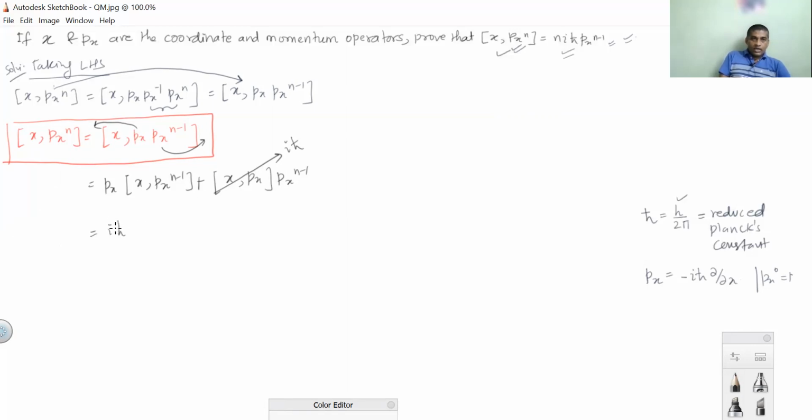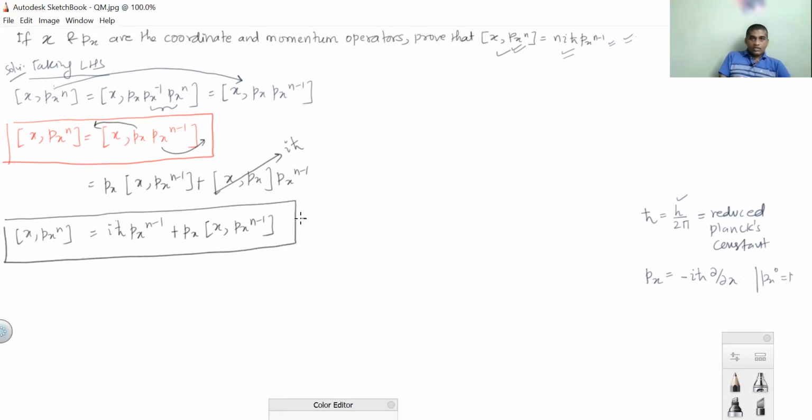Now we can write it this way. i h bar, I'm taking this at first, and we have px power n minus 1, plus we have px and the commutation of x, px power n minus 1. So let us write it in this way. I'm keeping this in a box. Now this is equation 1.